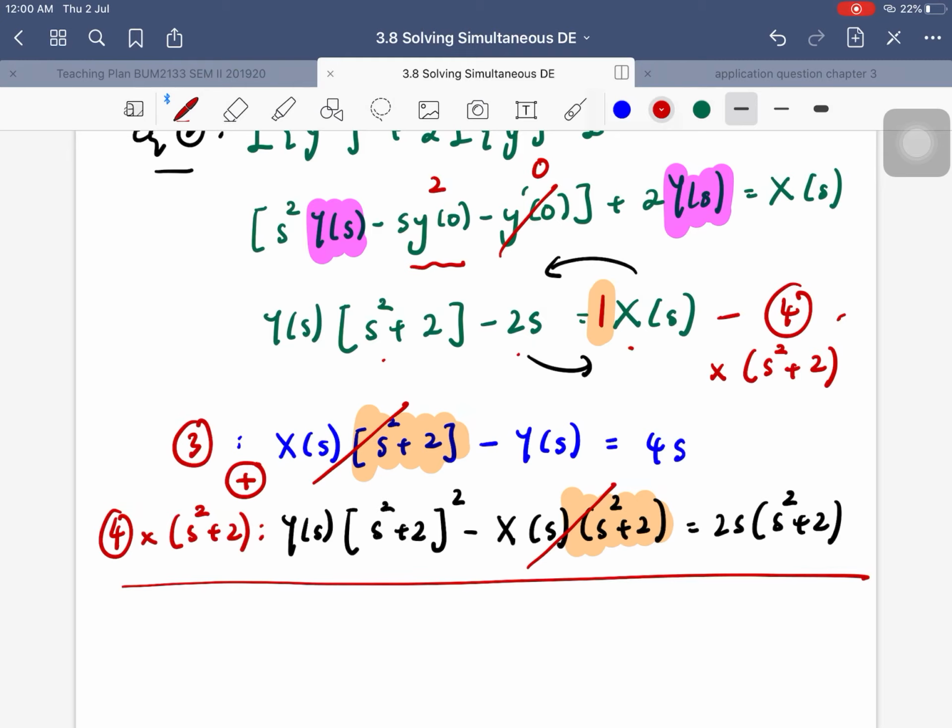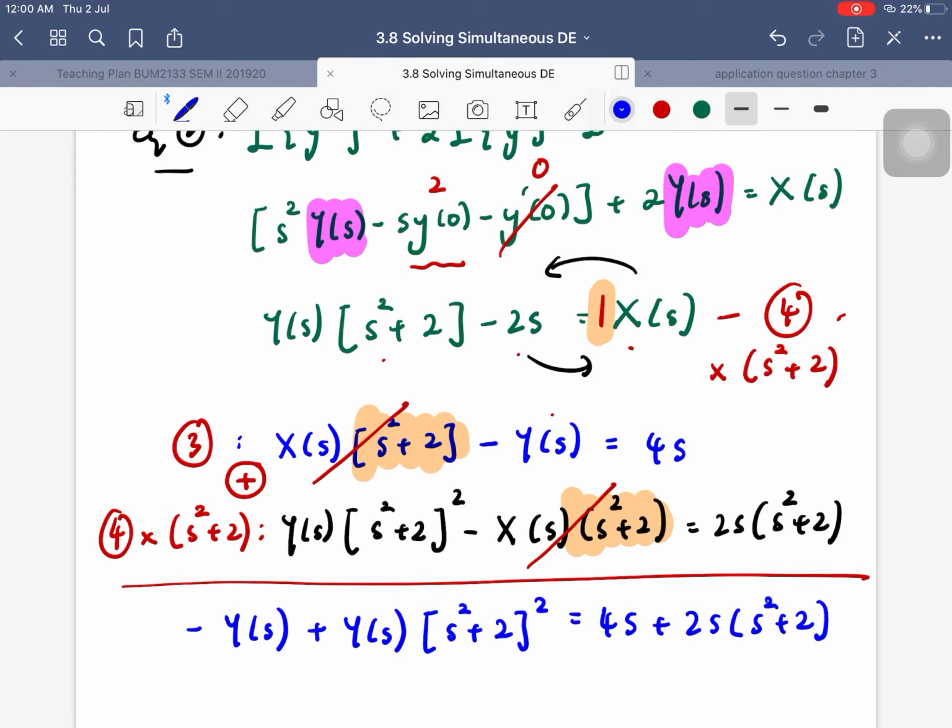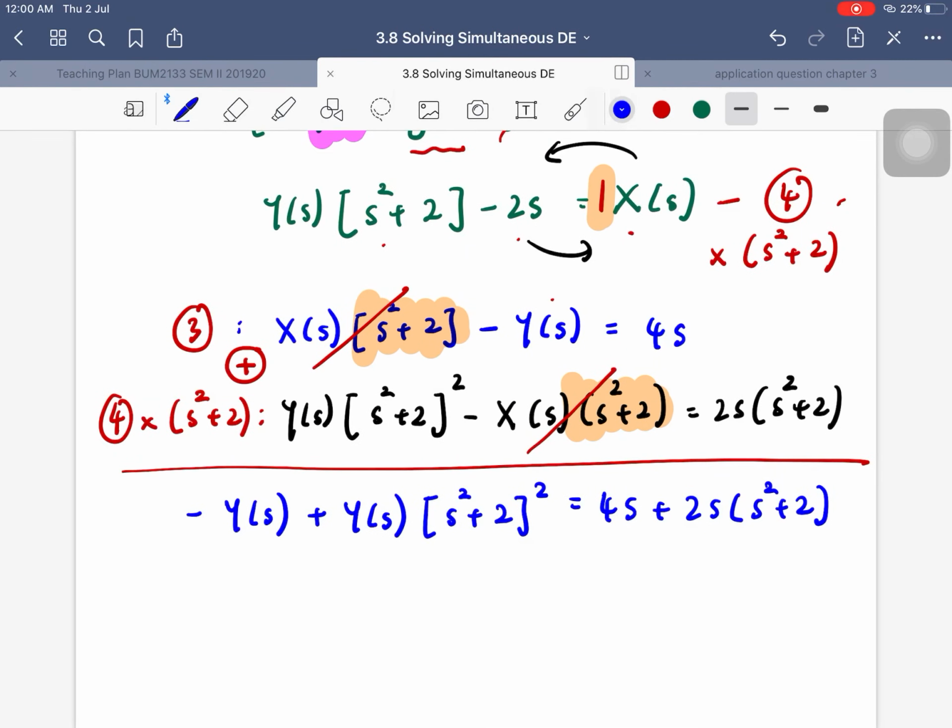I'm going to start with the left hand side. I am going to end up with negative Y(s) from the top, plus Y(s) multiplied by (s squared plus 2) squared at the bottom. So that is in terms of variable. And on the right hand side, I have 4s plus 2s multiplied by (s squared plus 2). So that's how my equation looks. And notice what happens is that when I use elimination again, I get rid of x.